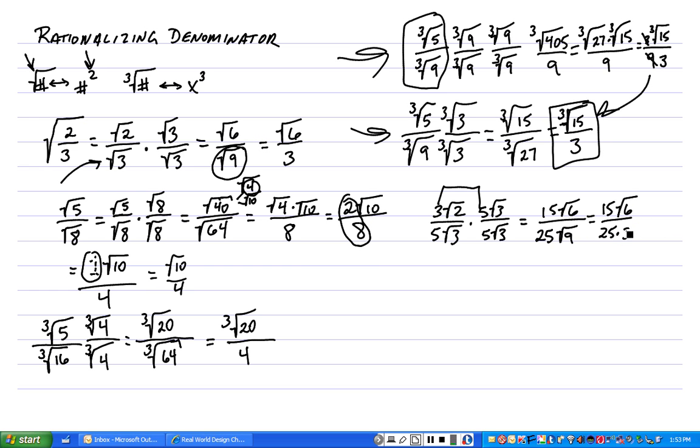Okay, now 3 goes into 15, and it leaves me 5 left over. 5 goes into 25 and leaves me 5 left over. So in the end, I really don't have anything up top but the square root of 6, and in the denominator in the bottom I have a 5. Okay, so my answer, square root of 6 over 5. Alright, so there you have it. That's rationalizing the denominator.